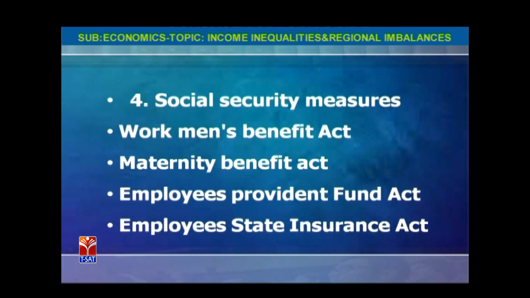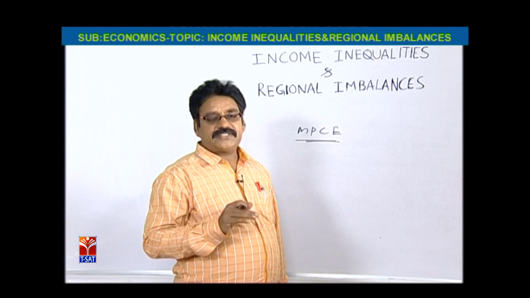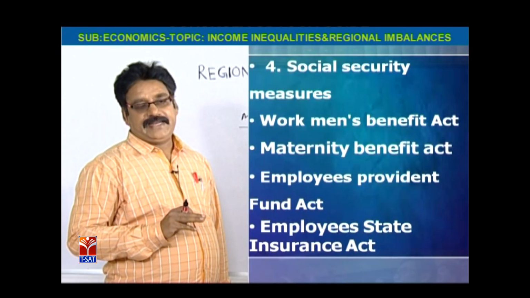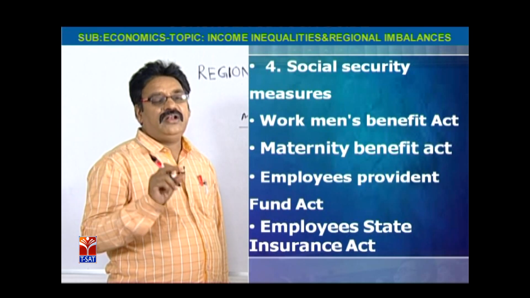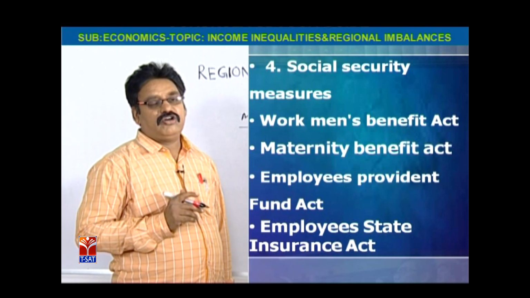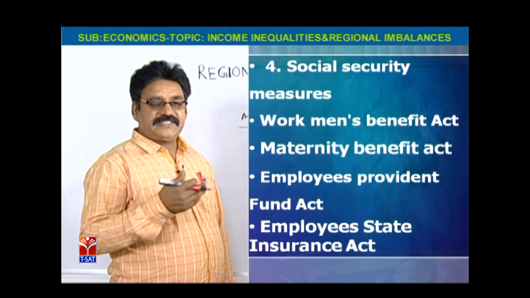Fourth point, under the remedial social security measures. Social security measures: Workmen's Benefit Act. While working in the factory, if you get injuries that lead to death, that family may be disturbed, but under the Workmen's Benefit Act they can give support to the family. Maternity Benefit Act, Employees Provident Fund Act and Employees State Insurance Act. These are all social security measures taken by the government to provide security for the people working in the unorganized sector and organized sector.